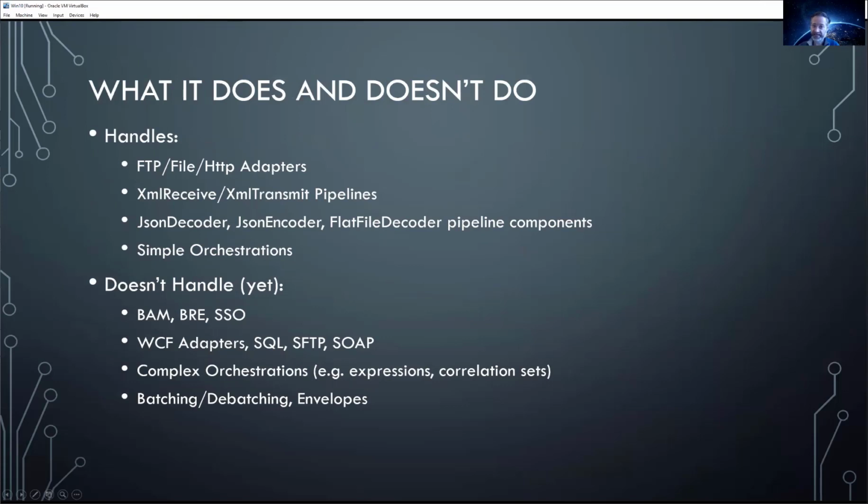So what does it handle so far? The list isn't as big as I'd like to see it, but it's still pretty good. It handles 3 adapters out of the box, so file, FTP, and HTTP. It does the XML receive and transmit pipelines. In terms of custom pipeline components or custom pipelines, it does the JSON decoder, JSON encoder, and the flat file decoder pipeline components. So if you've got a custom pipeline using one of those 3 components, it will convert it and emit the equivalent up in Azure.